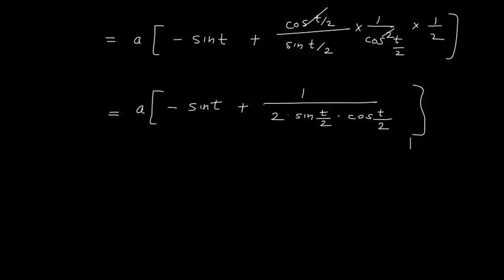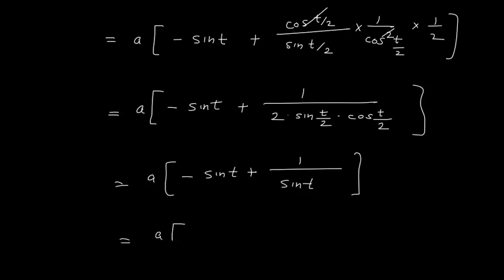Dx upon dt is a into minus sin plus 1 upon 2 sin t by 2 cos t by 2, you can write this as 1 upon sin t. Right, you remember the formula of sin 2t, it is 2 sin t into cos t. So in the same way 2 sin t by 2 into cos t by 2 will give you sin t. So in between we have plus sign. So now this is a into, I can cross multiply, so it is minus sin square t plus 1 whole divided by sin t.